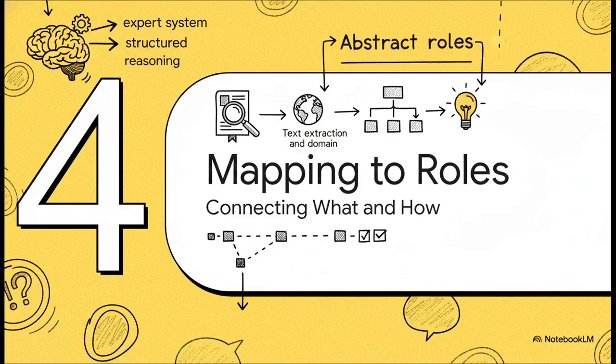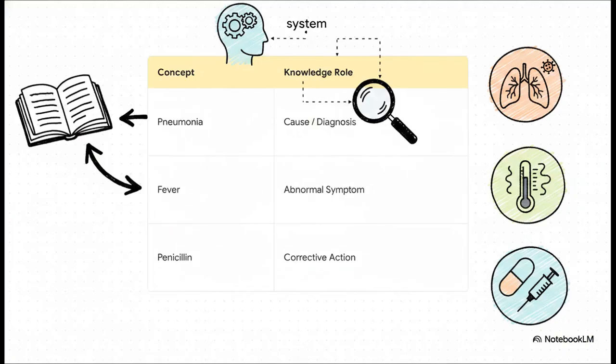So, let's bring it all together. Section 4, mapping concepts to roles. Let's walk through a practical medical example just to see this in action. Imagine our system reads this sentence: pneumonia causes fever treated with penicillin. First, the system extracts the concept pneumonia and maps it to the abstract knowledge role of cause or diagnosis. Next, it sees the concept fever and it maps that to the role of abnormal symptom. And finally, it grabs the concept penicillin and maps it to the role of corrective action or treatment. Through this really precise mapping, the system has just successfully extracted a structured, logical reasoning case out of what was an otherwise unstructured, messy sentence.